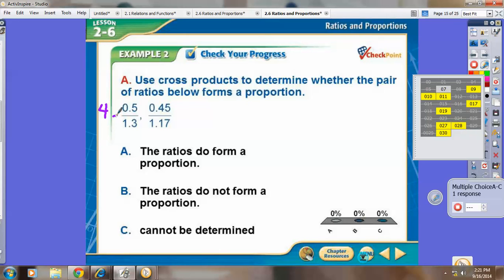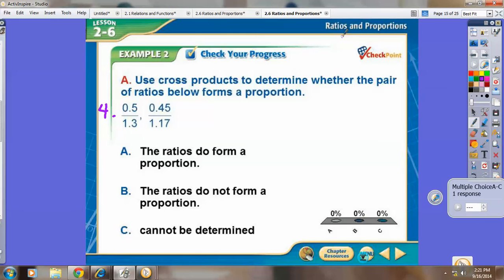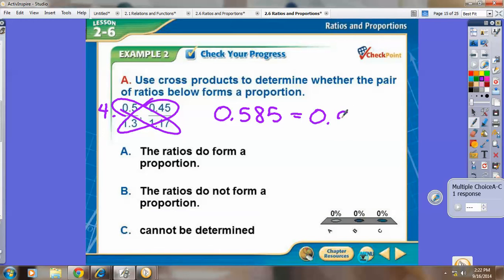Number 7. Very good. Most of you agree, or all of you agree that it's A. Real quick, 0.5 times 1.17 is 0.585, and 1.3 times 0.45 is 0.585. Of course, these two are equivalent.